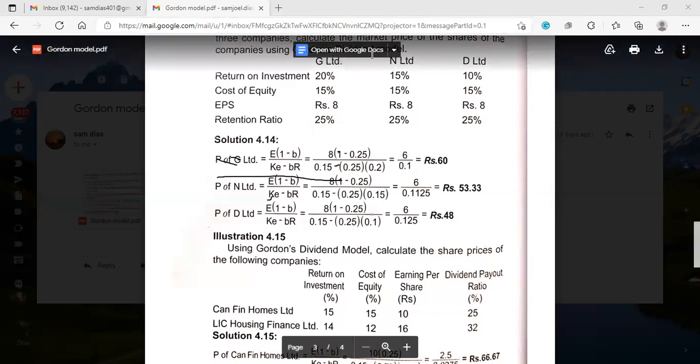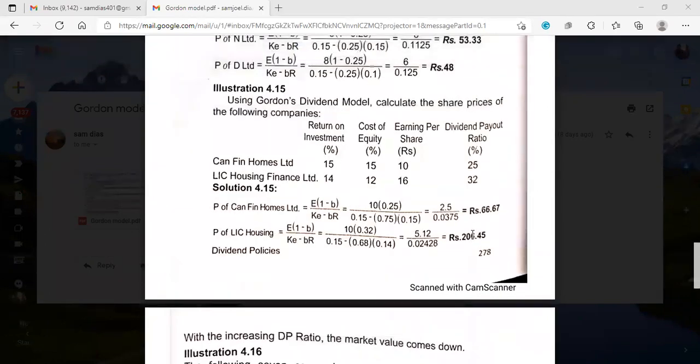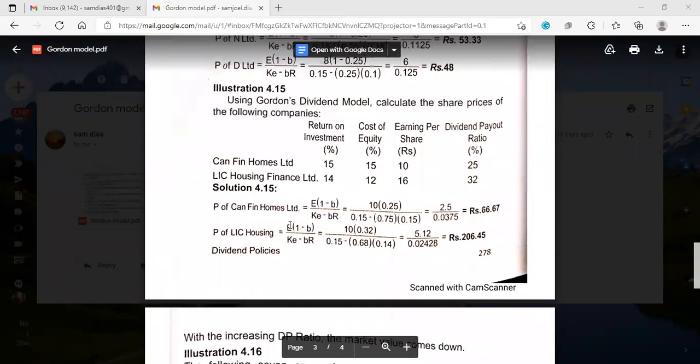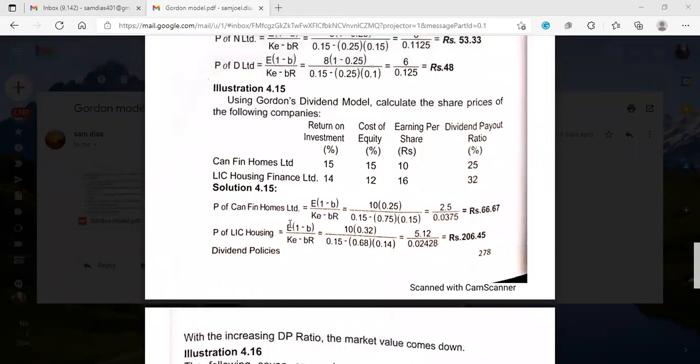So this is the solution of this problem. Let us consider another one. Now this problem is like this. Using Gordon's dividend model, calculate the share prices of the following companies. They have given 2 companies. On the basis of Gordon's dividend model, we have to calculate the market price of shares.